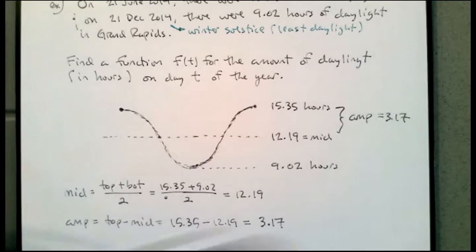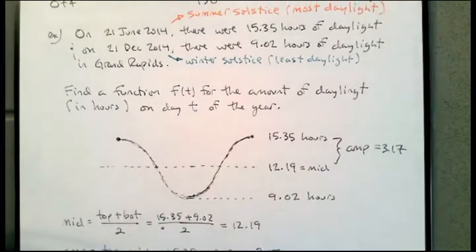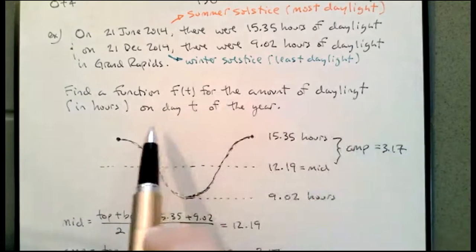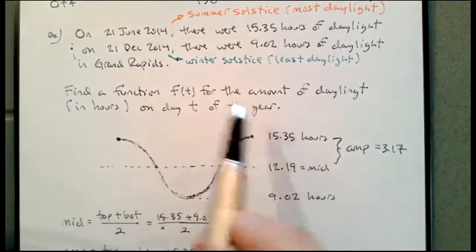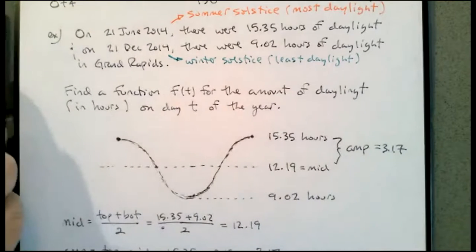So we've got the middle, we've got the amplitude, halfway to making a function out of all of this, or maybe 40% if we're saying there's five pieces of information. Now, we know that the most daylight is happening on the summer solstice, June 21st, and the winter solstice is on December 21st. We want the function f of t for the amount of daylight on day t of the year. So I need to translate June 21st and December 21st to the day of the year.